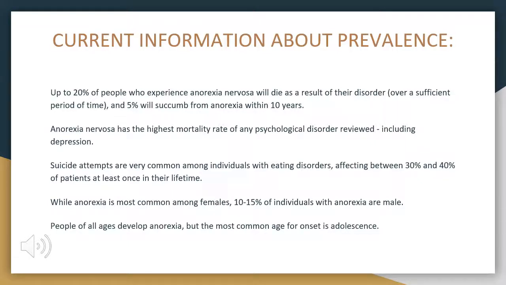Anorexia nervosa has the highest mortality rate of any psychological disorder reviewed, including depression. Suicide attempts are very common among individuals with eating disorders, affecting between 30 and 40% of patients at least once in their lifetime. While anorexia is most common among females, 10 to 15% of individuals with anorexia are male. People of all ages develop anorexia, but the most common age for onset is adolescence.